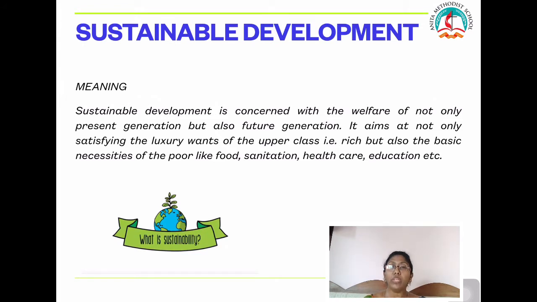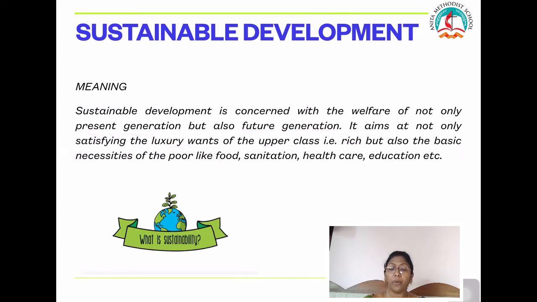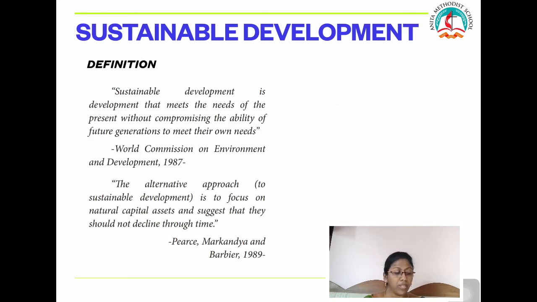Sustainable growth is concerned with the welfare of not only the present generation but also takes into consideration the future generation. It aims at not only satisfying the luxury wants of the upper class, that is the rich, but also the basic necessities of the poor like food, sanitation, healthcare, education, etc. We have to see the definitions of sustainable growth. We have two definitions here.